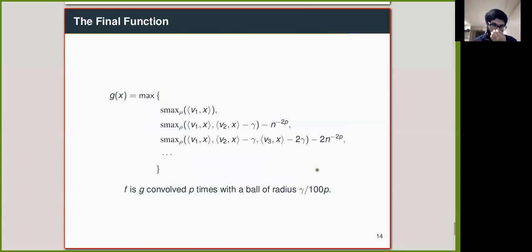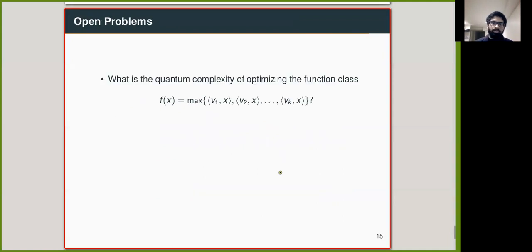So just to recap, our final function is the maximum of softmaxes, where each softmax is moved down a little bit. And then you take this and you convolve it p times, and you get your final highly smooth function for which you can use the hybrid argument. And in the hybrid argument, the intermediate functions that you have are just, you take the maximum of the first i terms, and then you convolve it p times, and that'll be your ith intermediate function. And that ends the lower bound.